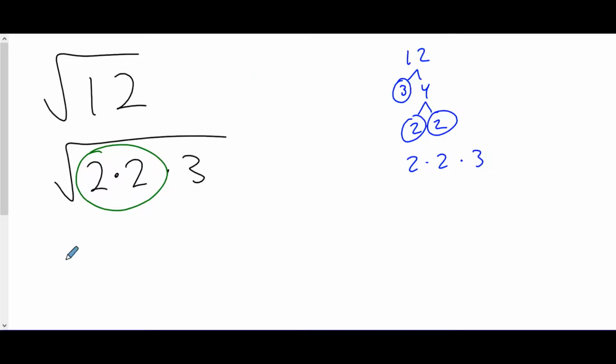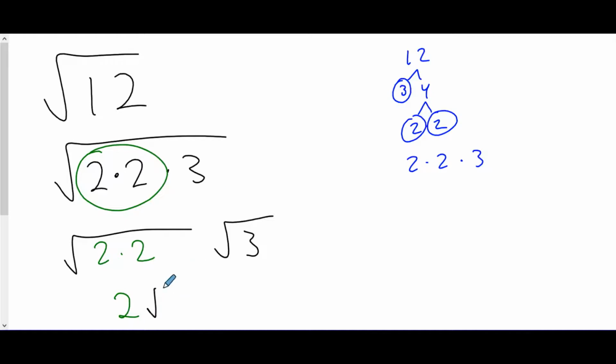So we're going to break that up into the 2 times the 2, and then the 3 is in another square root. So the square root of 2 times 2 is just 2. Again, you can think of this as 2 times 2 is 4, and then the square root of 4 is 2. Or this is really 2 squared, and the square root will cancel out our squared, leaving us with just a 2. So my answer is 2 times the square root of 3.